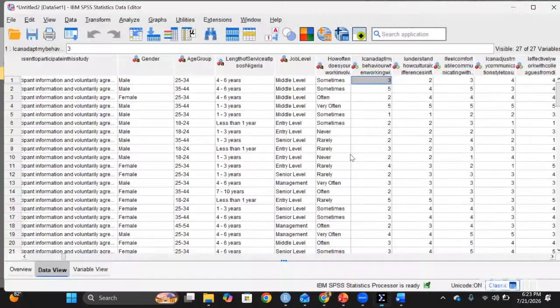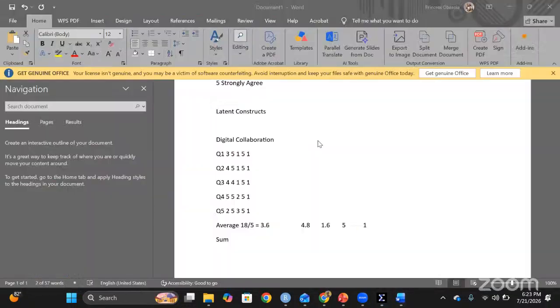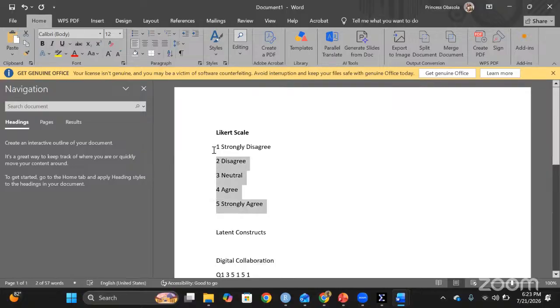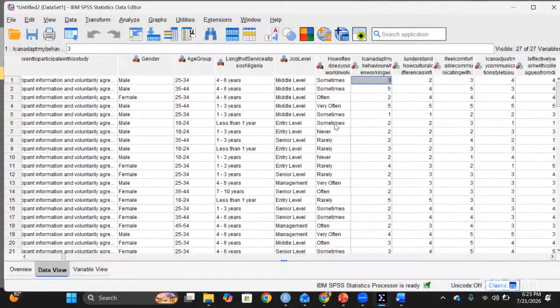So let's go back to our SPSS. In the last class, in order to get the Likert scale, we have to recode. We call it recode or coding in SPSS. When you are coding for the first time, that's coding. But if you have something before and you are coding again, that's recoding. For now, we're going to be coding, not recoding.